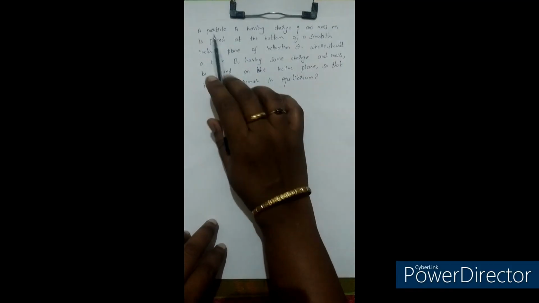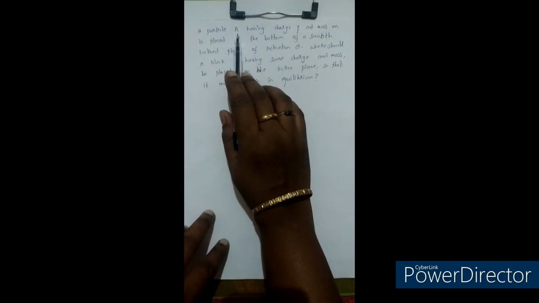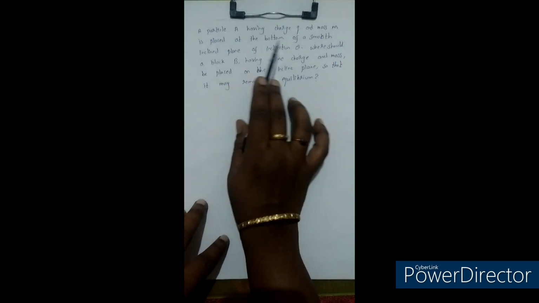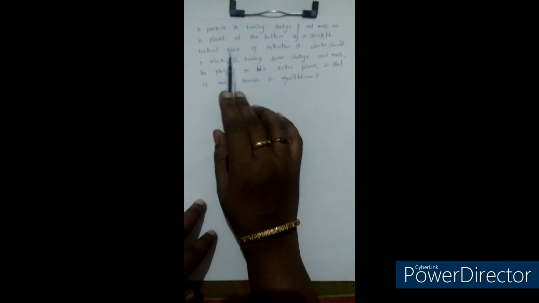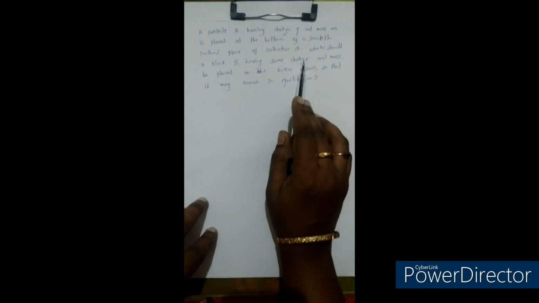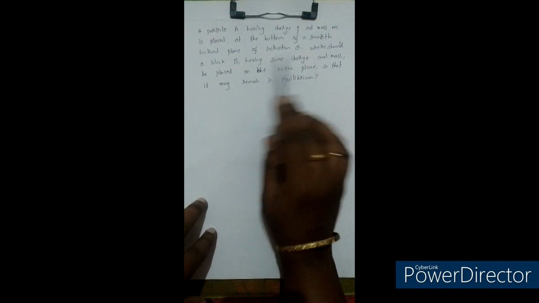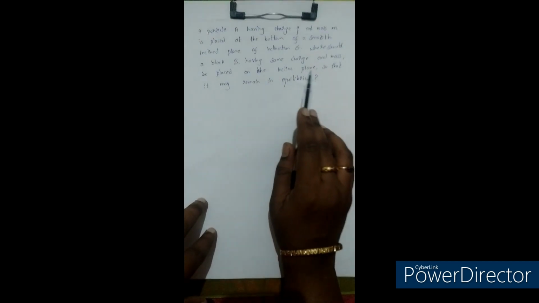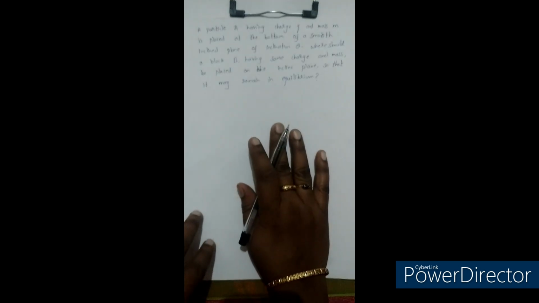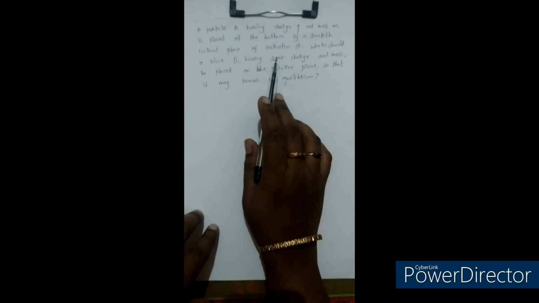Okay children, now the question is: a particle A having charge Q and mass M is placed at the bottom of a smooth inclined plane of inclination theta. Where should a block B having the same charge Q and the same mass be placed on the inclined plane so that it may remain in equilibrium?